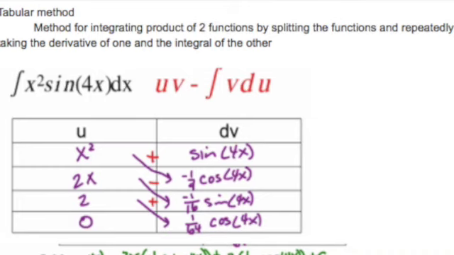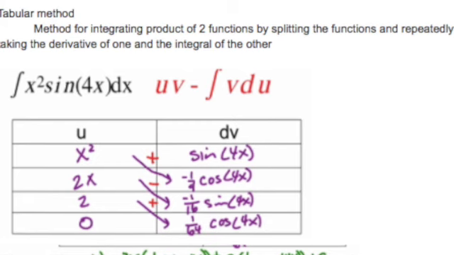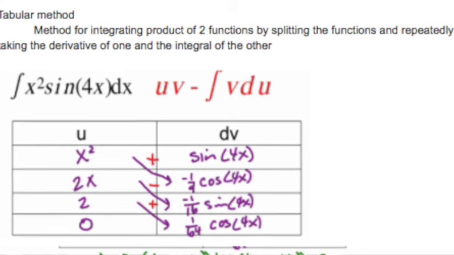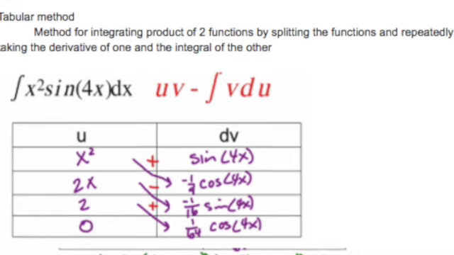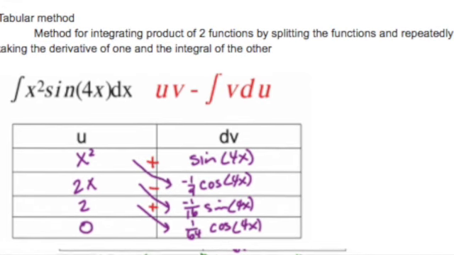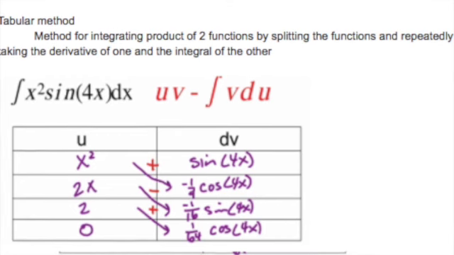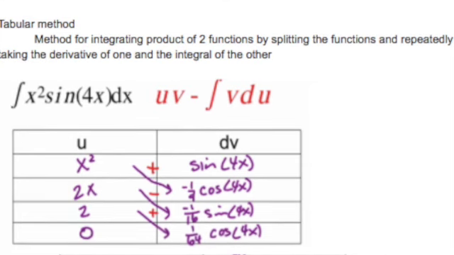The two methods I chose were integration by parts and the tabular method, because these are two methods of integration, and integration is heavily tested on the calc exam. So to do integration by parts, this is a method for integrating the product of two or more functions by splitting the functions and then changing them by taking the integral or derivative of the two different functions separately, and then combining again using the formula uv minus the integral of v du.